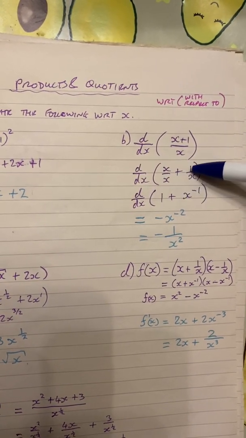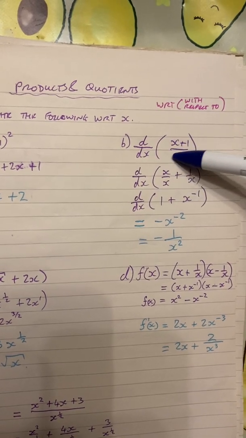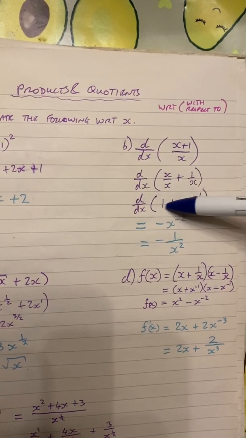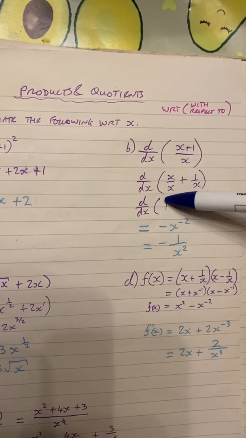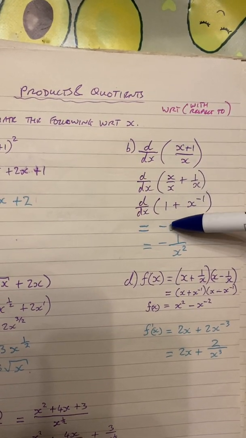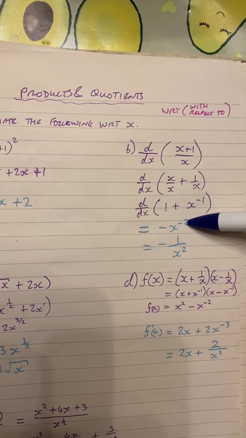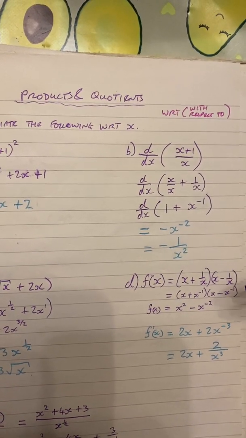So x over x, 1 over x, we split up to a common denominator. So that becomes 1 and that becomes x to the negative 1. When we differentiate, that disappears. Power down multiply, so we get negative 1 x to the negative 2, which is negative 1 over x squared.